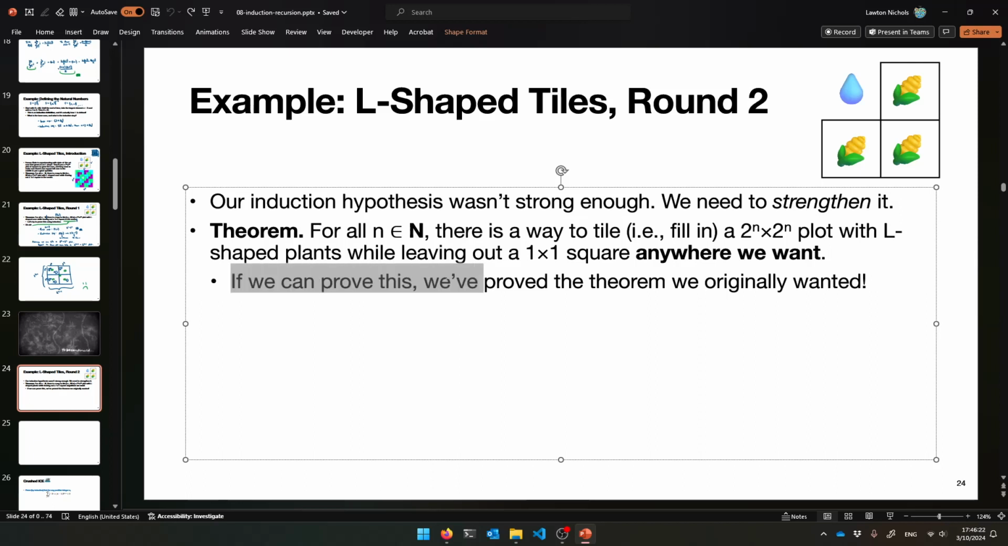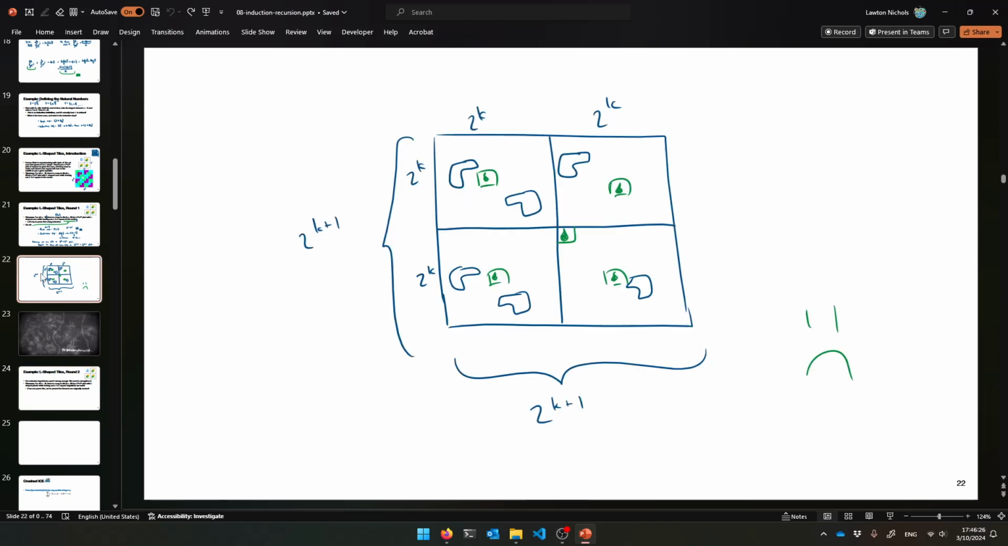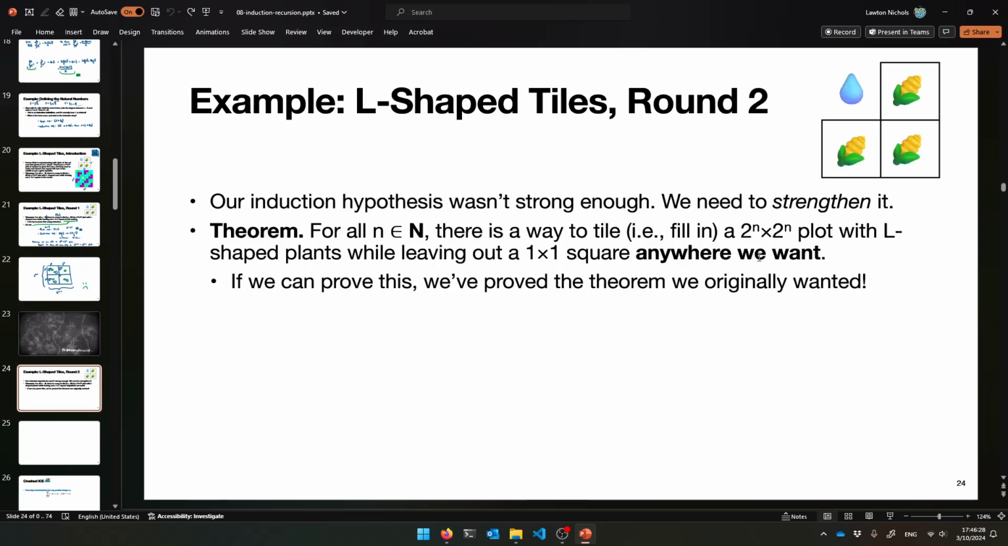And if we can prove this, then the thing that we really wanted, that thing with the square left out in the center, would work out. So proving this gives us our old result, the best of all the worlds. So let's try this. Remember there's a base case and an inductive step. The base case is gonna be the same as before. We have to show that we can fill a 2^0, right, when n equals 0. Same as before.